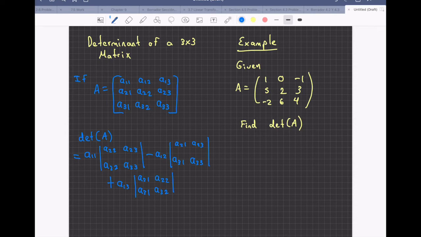So the solution is, follow the definition. The determinant of A is equal to the first entry in the first row. Focus on the first row. 1 times the determinant of the matrix. Eliminate the first row and the first column. What is left? 2, 3, 6, 4.